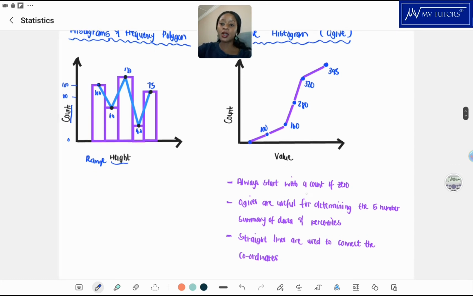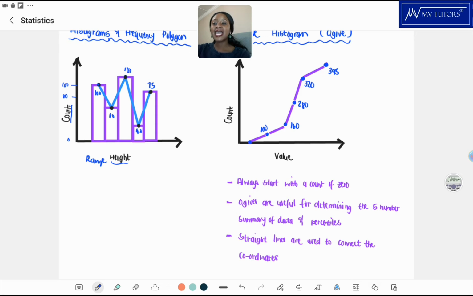Like I said, you always start with a count of 0. So it starts there at 0. And then ogives are very useful for determining the 5-number summary of data and percentiles. Okay, so if you want to do your box and whisker diagram, you can actually get it on the ogive.